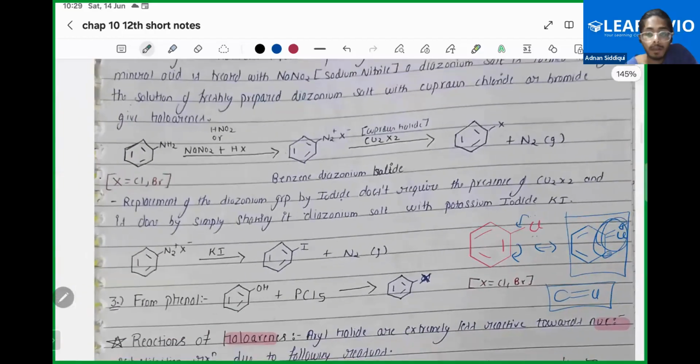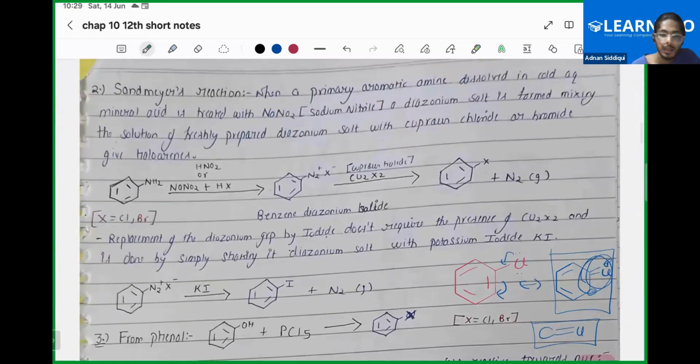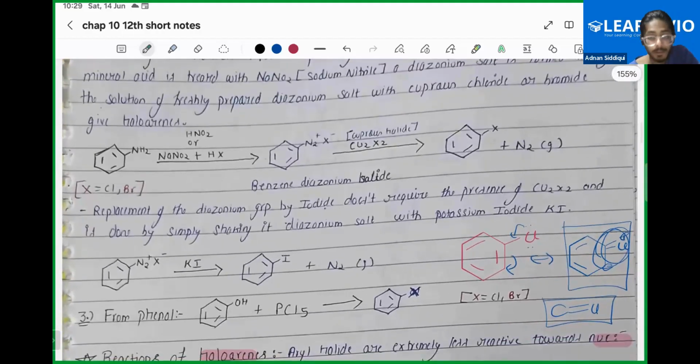Now our main purpose is to prepare haloarenes, a halogenated compound. So after this, you will react it with cuprous halide, CuX, basically Cu2X2. In NCERT it is written as Cu2X2, so if you use it, it is also correct, but to be sure, use Cu2X2. This X could be Cl or Br. Then you will get your halogenated compound, the haloarene, and the N2 gas will evaporate.